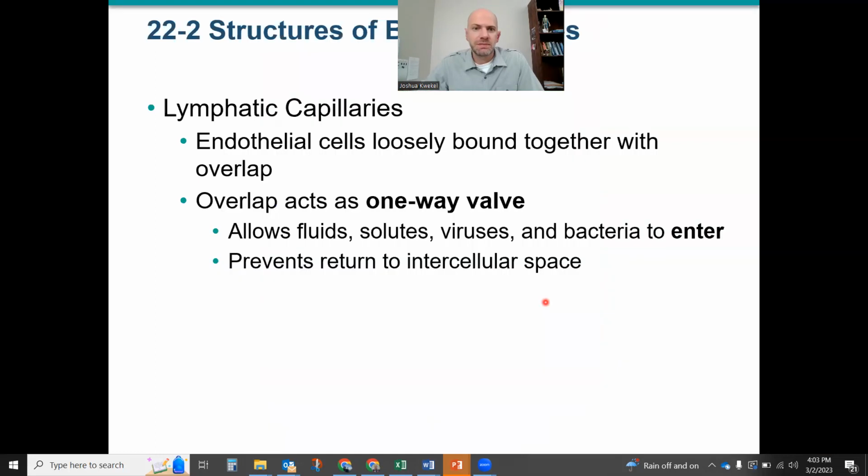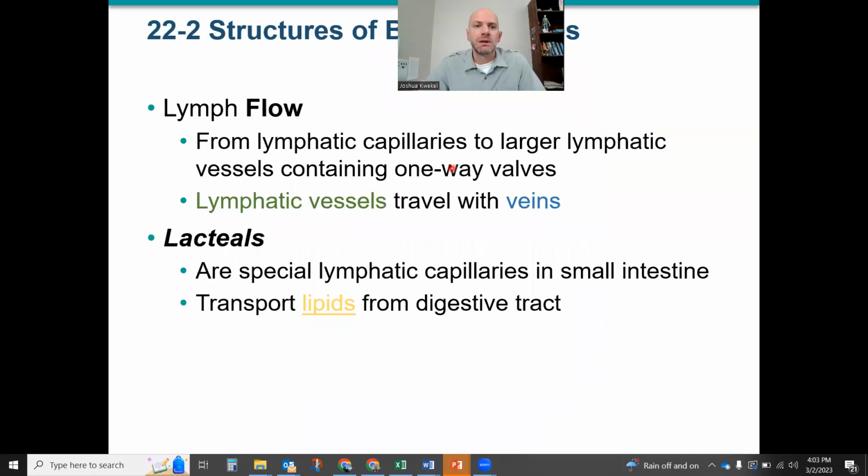Okay, some diagrams here. Those endothelial cells have a loosely bound association between neighboring endothelial cells and allows for the passage of interstitial fluid entering into the capillary. Okay, lymphatic flow starts in the vessels, travels to the veins.